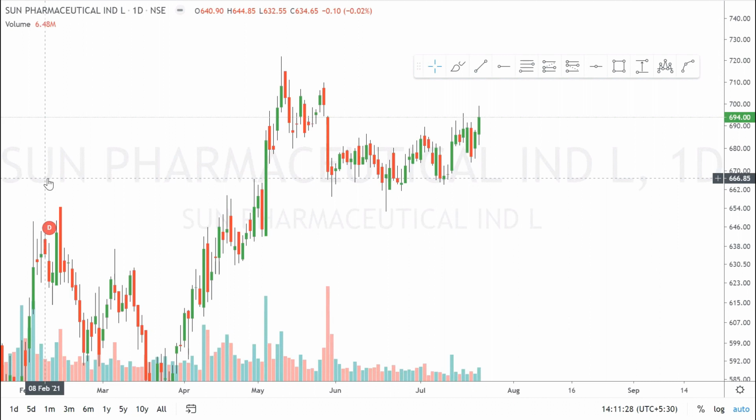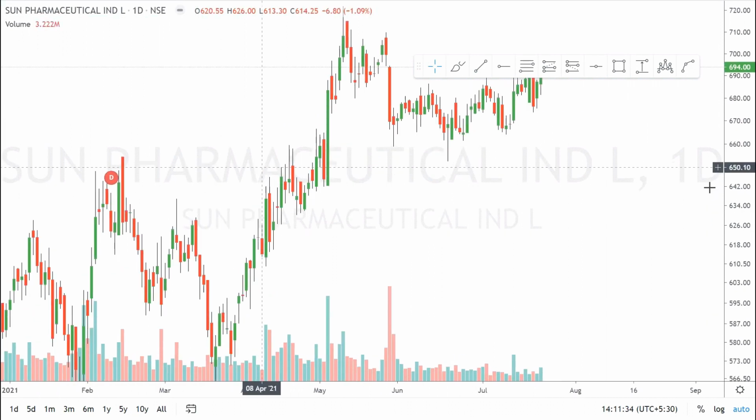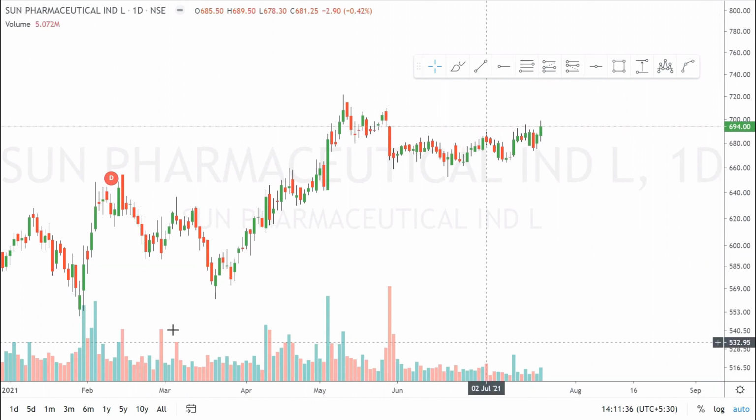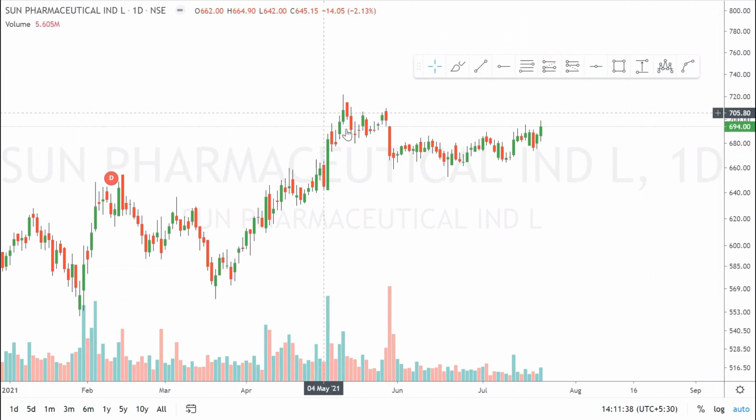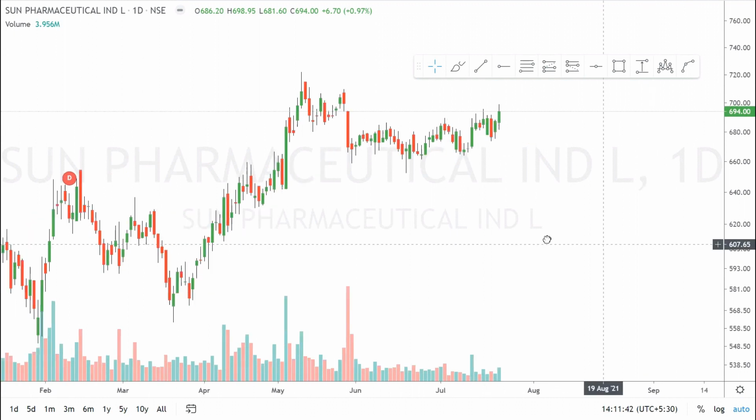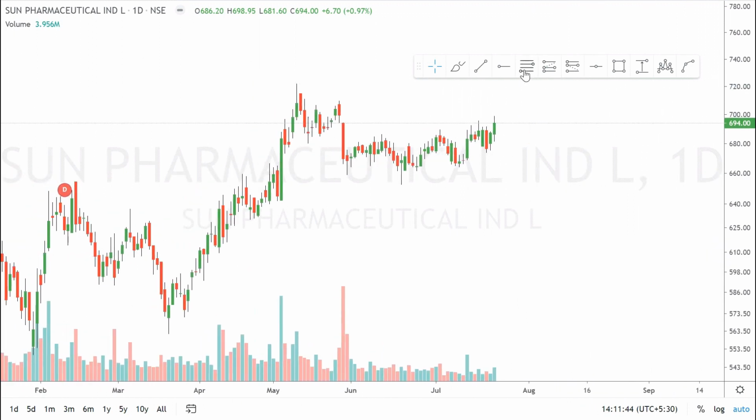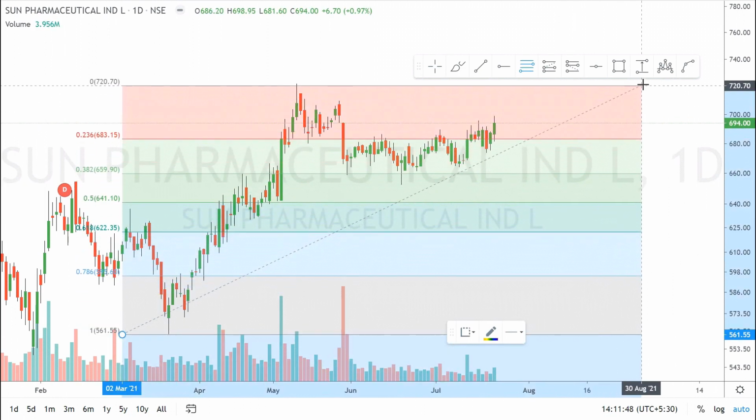The stock which we are going to analyze today is Sun Pharma. So this is the daily time frame of Sun Pharma, and here we can see that the stock is in a good uptrend and now it has retraced a bit. To check out the retracement level, we use the FIBO tool and we apply it from the last swing to the highest point.